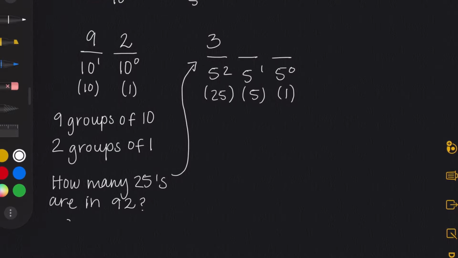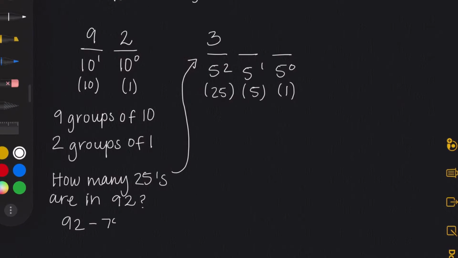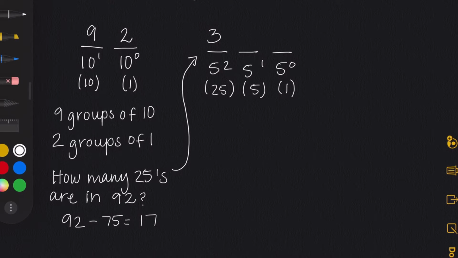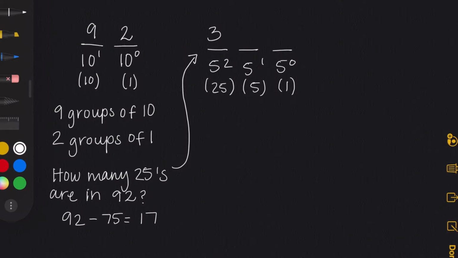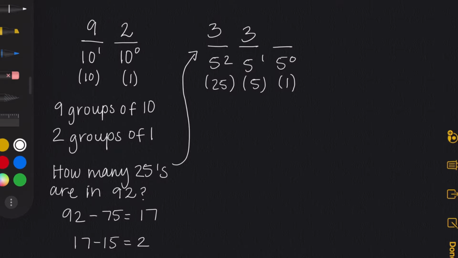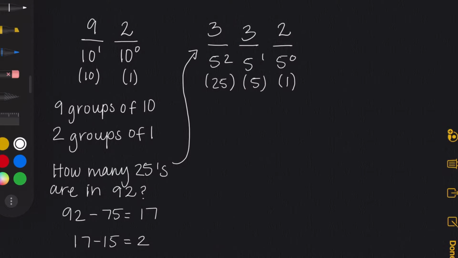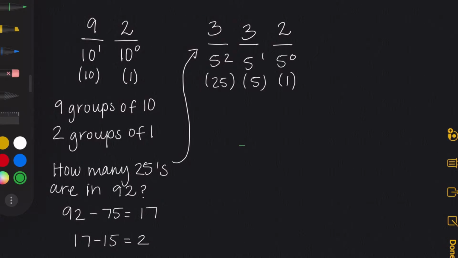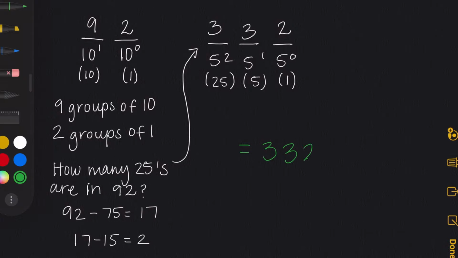And in this case, it would be 3. So 92 minus 75 would equal 17. There are 3 groups of 5 in 17, which gives us the remainder of 2, which would go into the 5 to the 0 power. So our total answer would be 332 base 5.